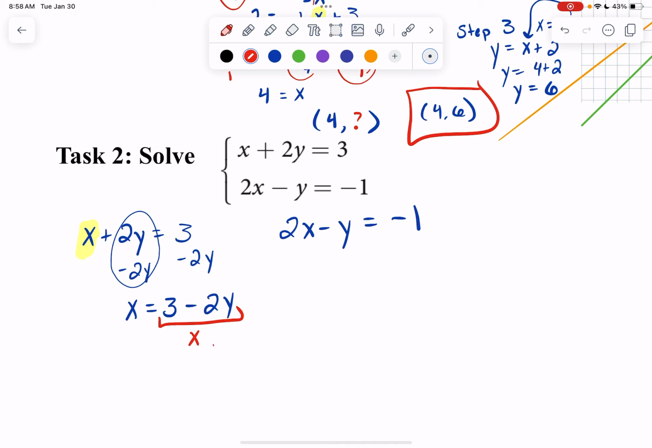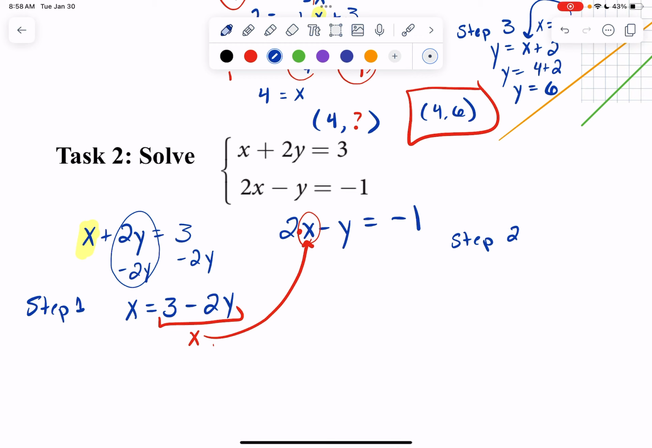So I'm now going to come up and replace this x with a 3 minus 2y. But again, it's 2 times x, so I need to take 2 times this. And really, this is probably the most difficult part of the substitution method. Okay, first of all, we're done with step 1. This was step 1 right here, solving that first equation for x. Now we're over here to step 2, where we're substituting in and solving.